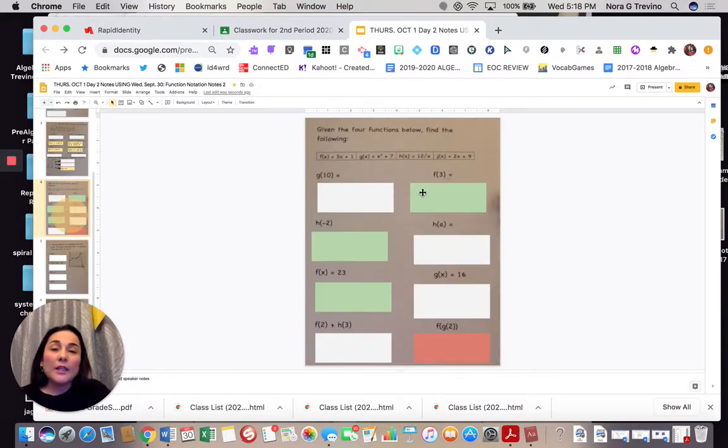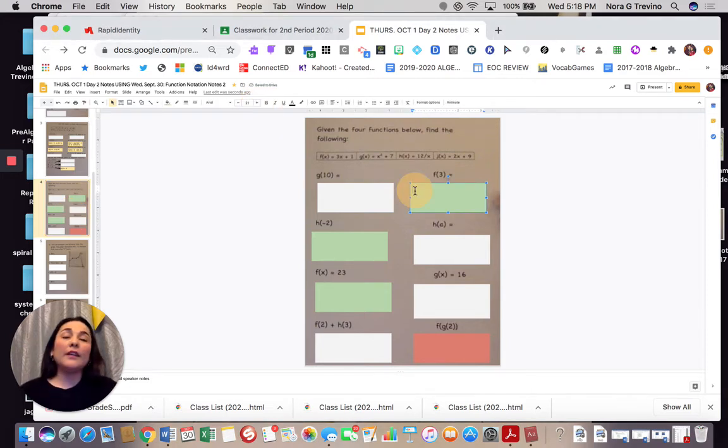Okay, now let's go here. F of 3, again, 3 is inside. That is my input. That is my x. So I need to take the function f, the one that says 3x plus 1, and I've got to input a 3 for the x. So 3 times 3 plus 1. 3 times 3 is 9, plus 1 equals 10. So to write it fancy, f of 3 equals 10, or the ordered pair, 3, 10.